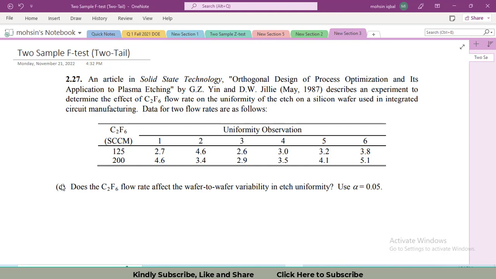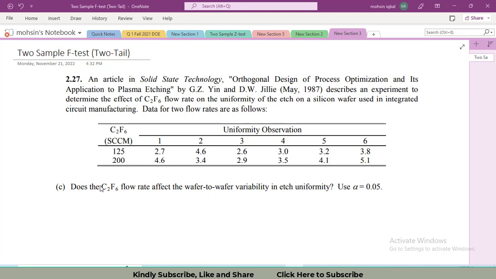Parts A and B have already been solved in my previous video. Part A is based upon the t-test, whereas part C is related to the F-test. In this question we have two levels of C2F6 flow rate. The levels are 125 and 200. Six observations have been collected at each level.